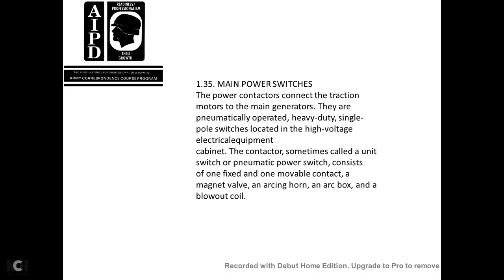135. The main power switch. The power contactors connect the traction motor to the main generator. They are pneumatically operated heavy-duty single-pole switches located in a high-voltage electrical equipment cabinet. The contactor, sometimes called the unit switch, the pneumatic power switch, consists of one fixed and one movable contact, a magnetic valve, an arcing horn, an arc box, and a blowout coil.